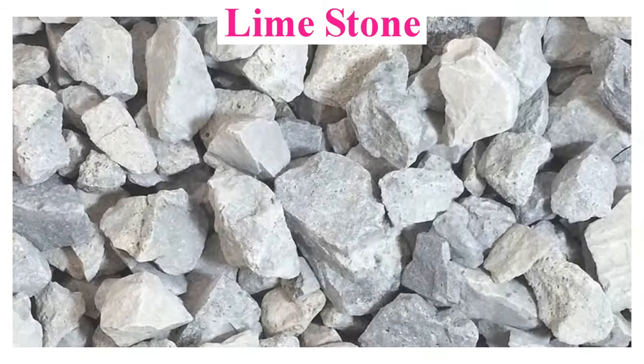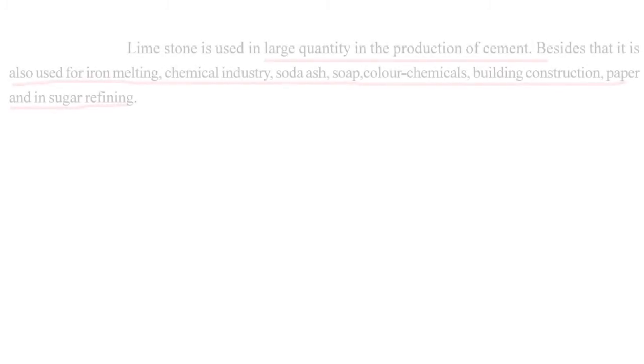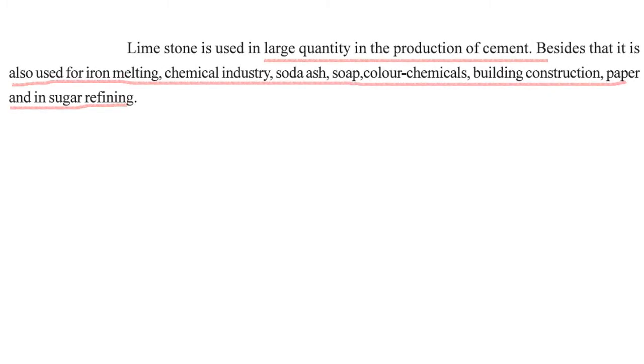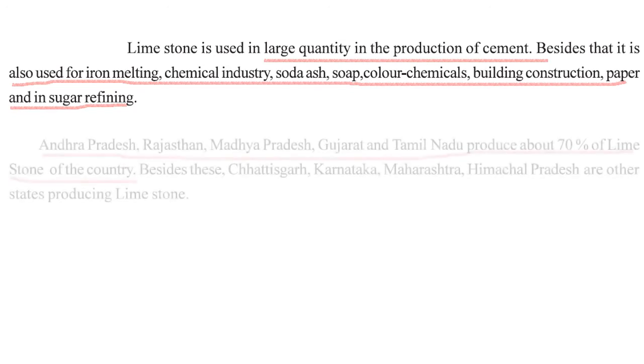Limestone, and this is the picture of how the limestone looks like. It is found in many places in the world and it is used for the production of cement. It is also used for melting iron, for the chemical industries, as a soda ash, soap, color chemicals, building construction, paper, and in sugar refining.